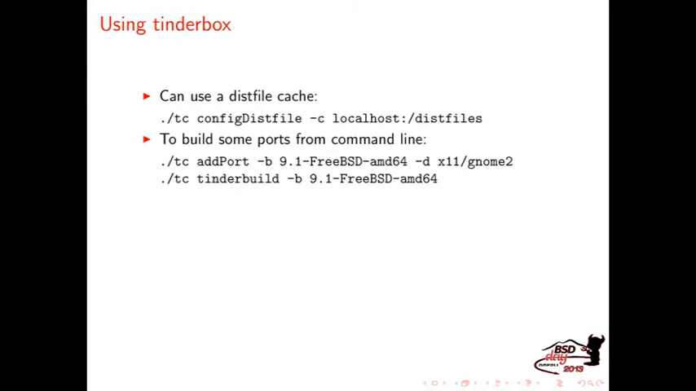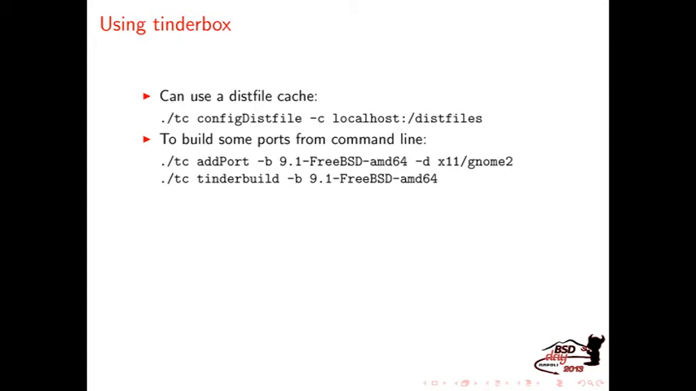So in Tinderbox, we have two options to build ports. One is to add the ports, so it will analyze the port and all the dependencies. We are adding just this build, which is the one we created before, and adding the neon2 metaport, which will add all the dependent ports and save them in the database. Then we can just tell it to run this build. It will check the database of the ports it needs to build, check which ones it has already built, for which it has up-to-date packages, and build only the new ones.